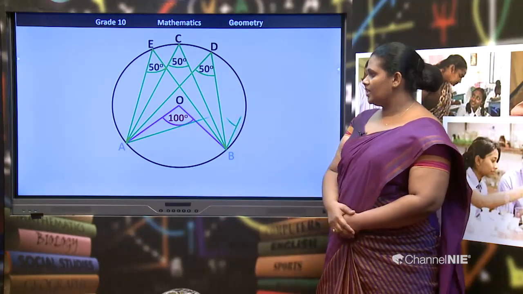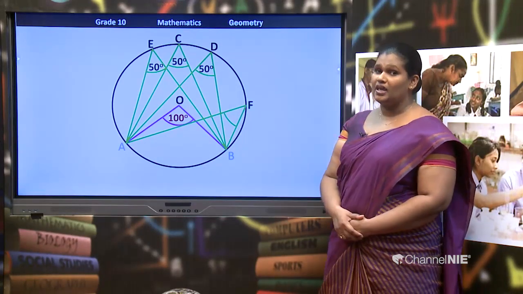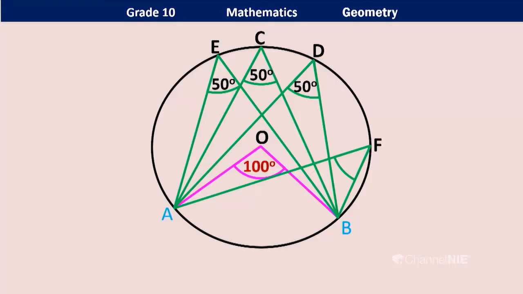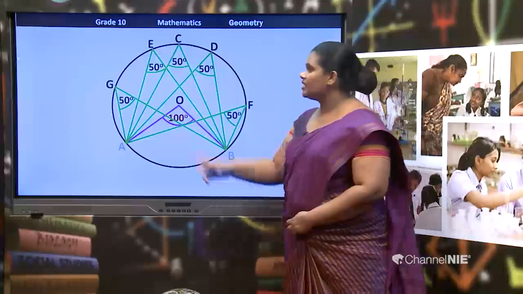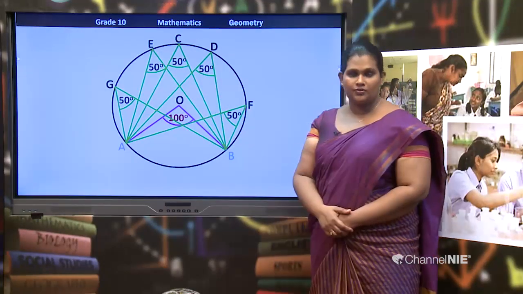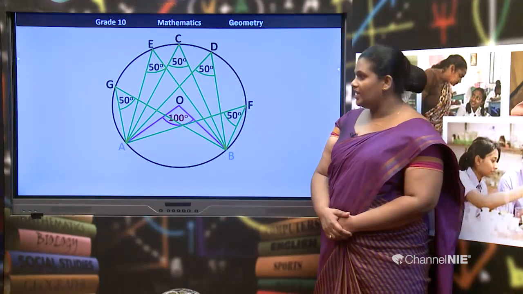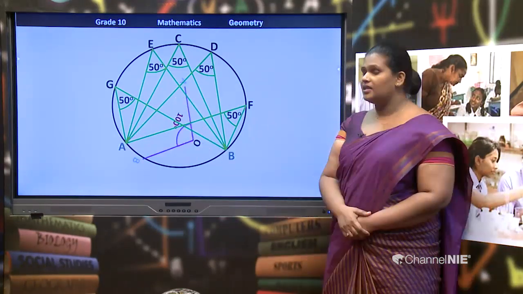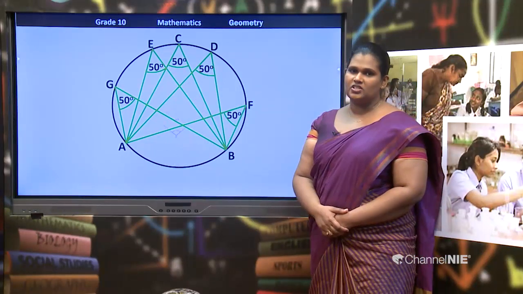Right. We will take another one, angle AFB. What can we say about the magnitude? Yes, once again that is equal to 50 degrees. Then what about this? This is angle AGB. Yes, once again that is equal to 50 degrees. Right. Now, I have got several angles on the remaining part of the circle which are subtended by the same minor arc. Right. Now, I am going to forget about the angle subtended at the center of the circle.